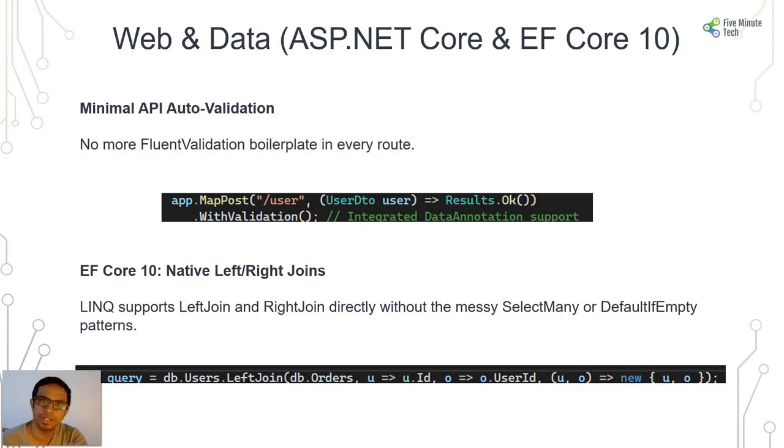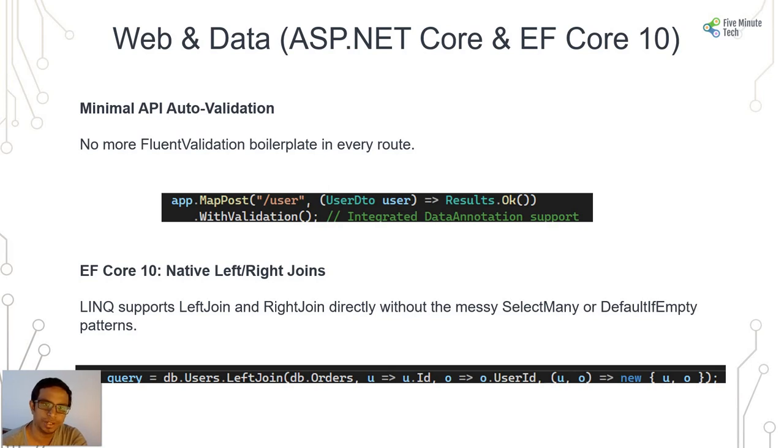Next is web and data. In ASP.NET Core and EF Core 10, there is a minimal API auto validation in place now, with no FluentValidation boilerplate in every route. So this is from the Program.cs, wherein we are doing app.MapPost, and in that we can add a WithValidation. It will run the validation on the attributes which are mentioned on the properties of the entity class. As you can see, it defines whether it should be within a specific range or not. So the user DTO will be verified with that validation.